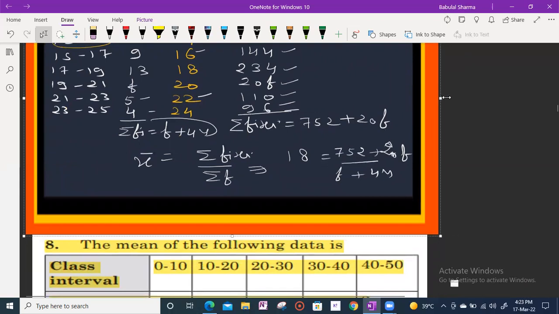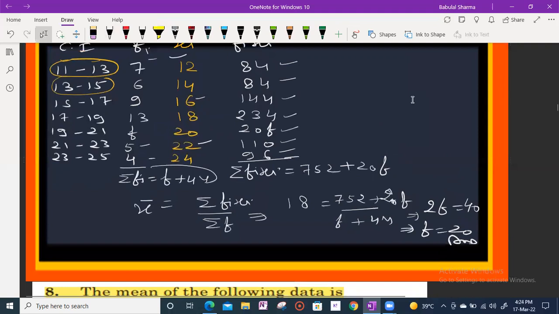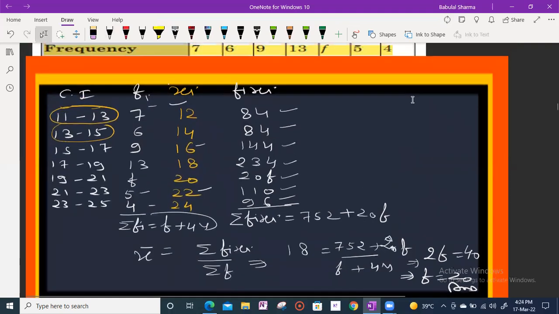On further simplification, we can write here. Can you simplify it further, students? Or I have to. So on further simplification, we can write twice of f is equal to 40, or f is equal to 20, answer. You solve it by the cross multiplication method and then get the answer. The value of f will be 20. See how to do this question.